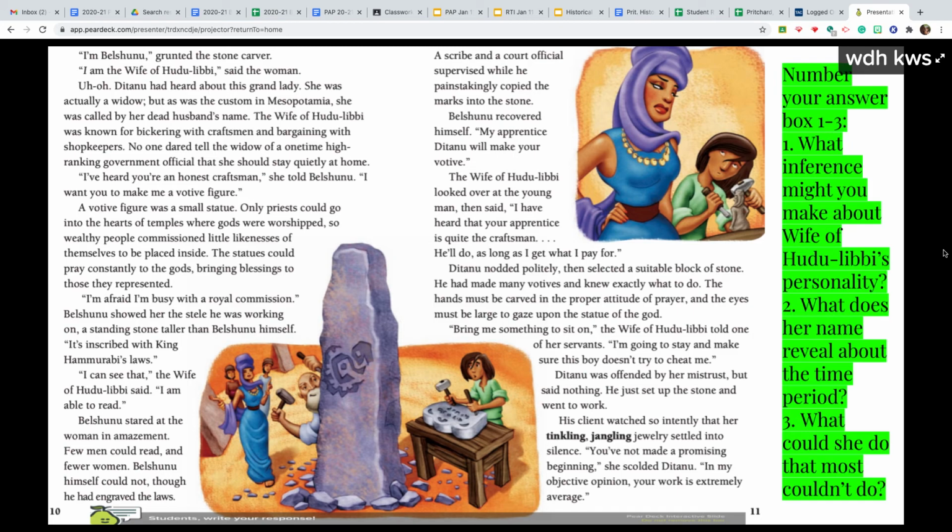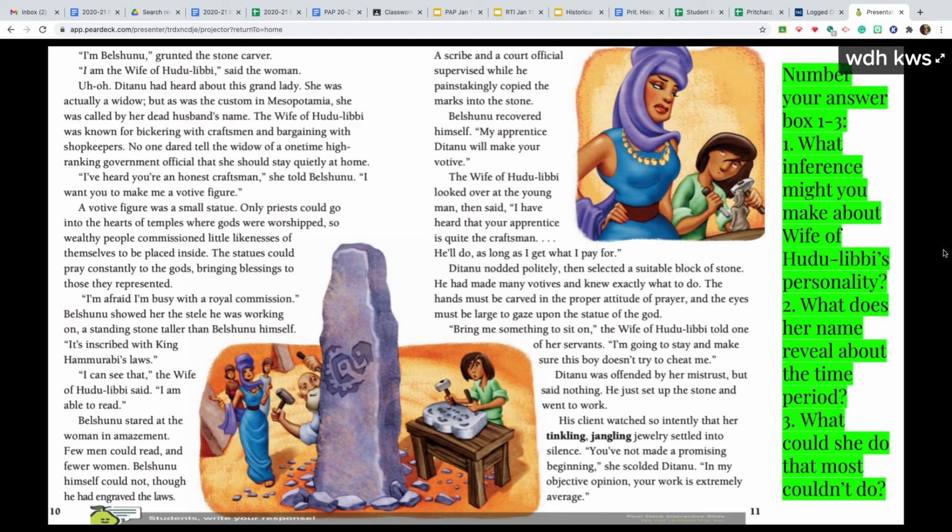"I've heard you're an honest craftsman," she told Belshunu. "I want you to make a votive figure." A votive figure was a small statue. Only priests could go into the hearts of temples where gods were worshipped. So wealthy people commissioned little likenesses of themselves to be placed inside. The statues could pray constantly to the gods, bringing blessings to those they represented.